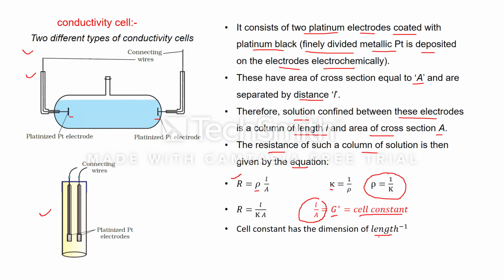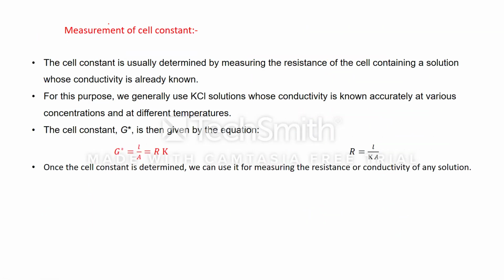So first of all, we determine the cell constant for the conductivity cell. How can we determine the cell constant? The cell constant is usually determined by measuring the resistance of the cell containing a solution whose conductivity is already known to us. For this purpose, we use KCl solutions whose conductivity is known accurately at various concentrations and at different temperatures.